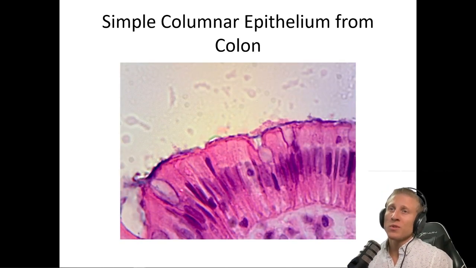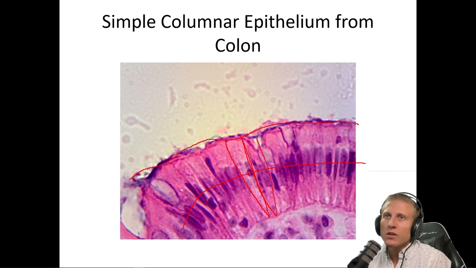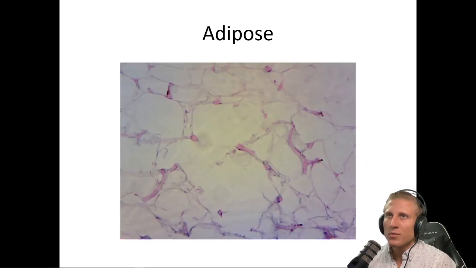It's a dead giveaway, but we're looking at simple columnar. How do we know that? Well, we see all of our nuclei are relatively uniformly distributed across midpoint of this cell, and we can see each one of these cells is attaching to its basement membrane. We also have a little bit of a brush border going on along this top. And then this would be the basement membrane that they are attaching to down here. So simple columnar epithelium, pretty straightforward.